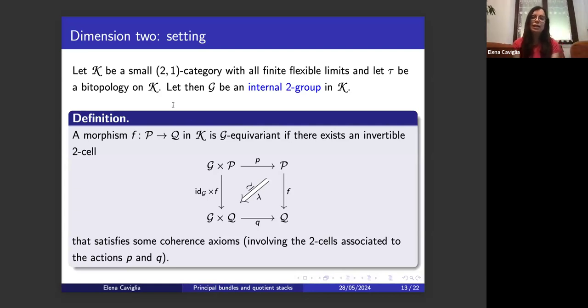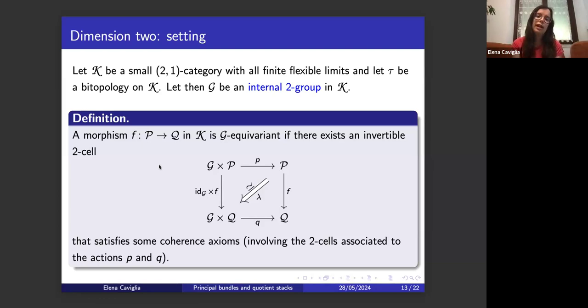And then we again need to replace all the concepts that were in blue in the first slide in this 2-categorical context. So first of all, instead of an internal group, we now take an internal 2-group. So this is just a two-dimensional version of an internal group for which we don't have commutative squares, but we have coherent isomorphisms expressing the group-like axioms.